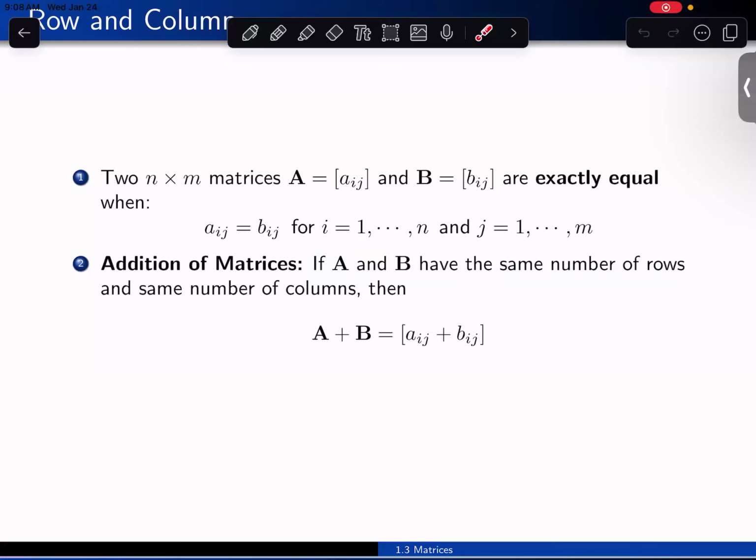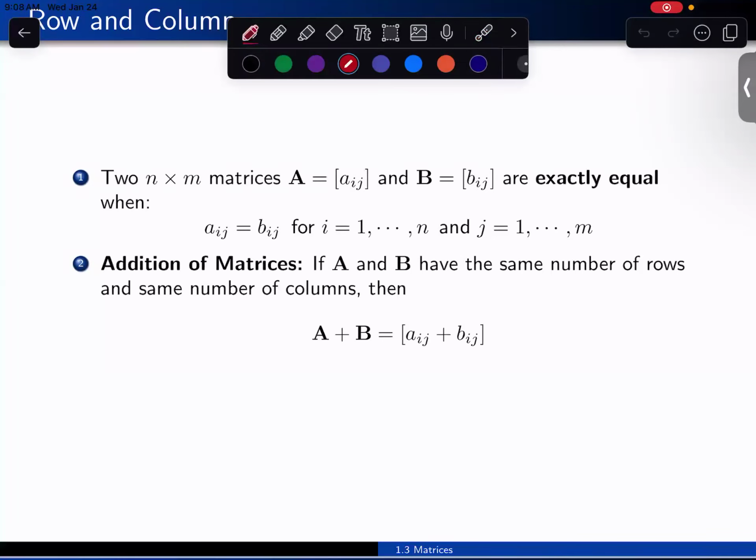And then a common way, if you have two matrices, you can make another matrix just by adding the two of them together. This is going to be done entry by entry. So if we have two matrices A and B and we add them together, the ijth entry of the new matrix is just going to be the sum of the ijth entry of A plus the ijth entry of B. And so I'll look at an example on the next slide.